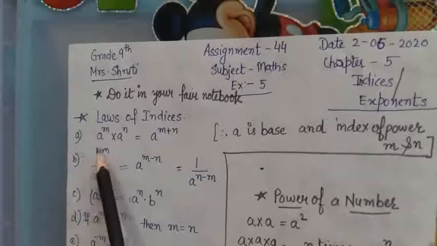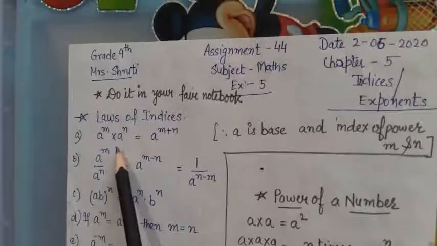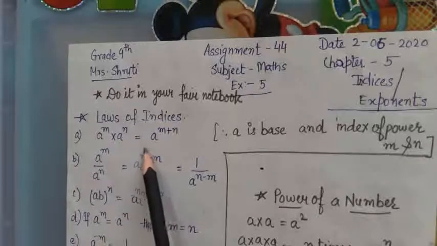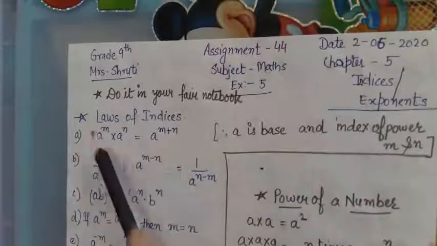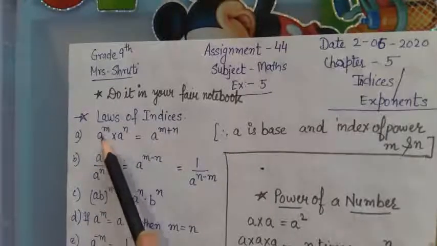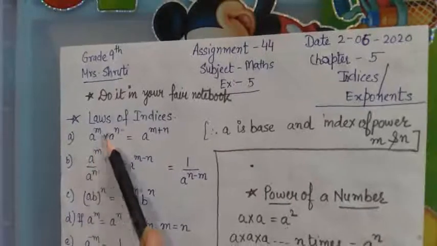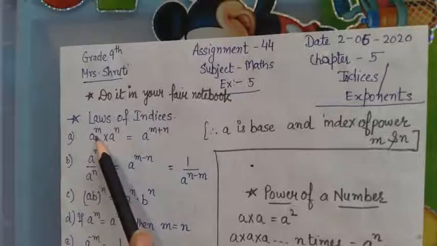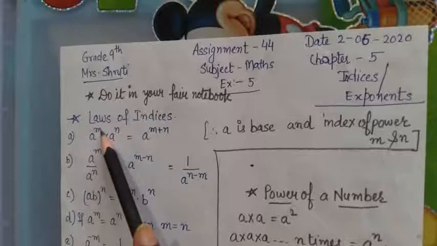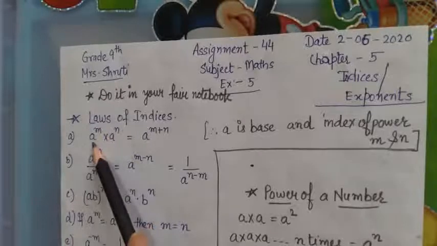Your first law is a raised to power m into a raised to power n is equal to. Now see, here a is representing your base, and m or n is representing your index or power. This is representing your power and this is your base.